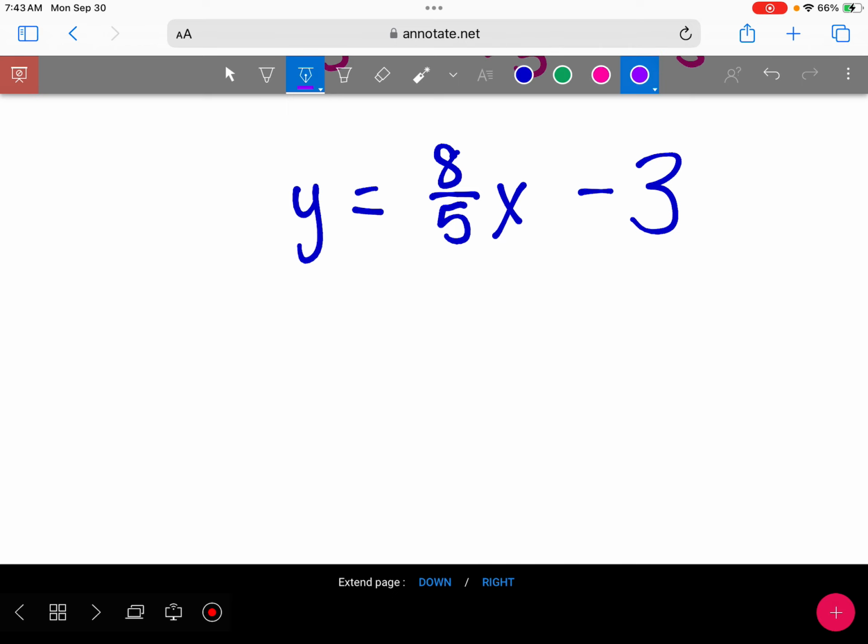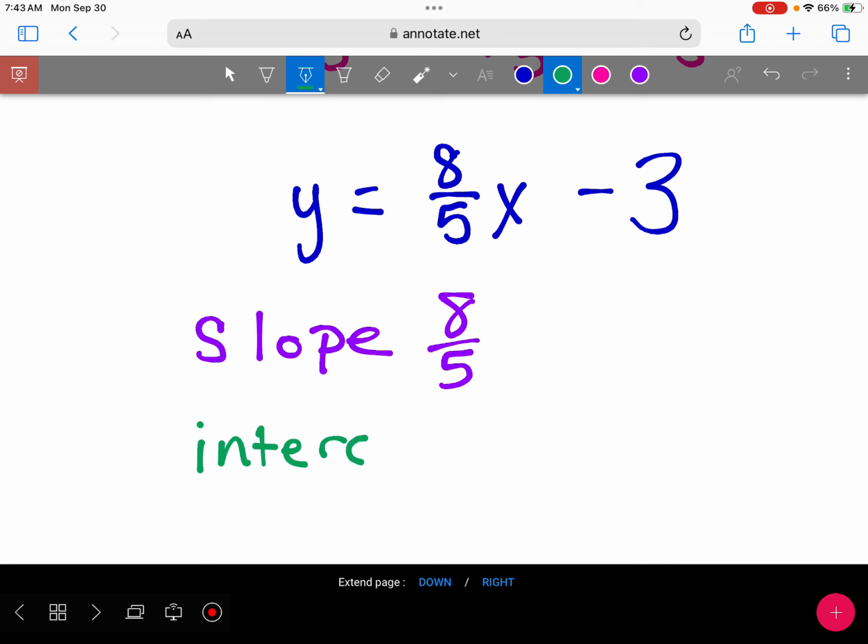So what's my slope? 8 over 5. What is my intercept? 0, -3. Good. Is 0, -3.